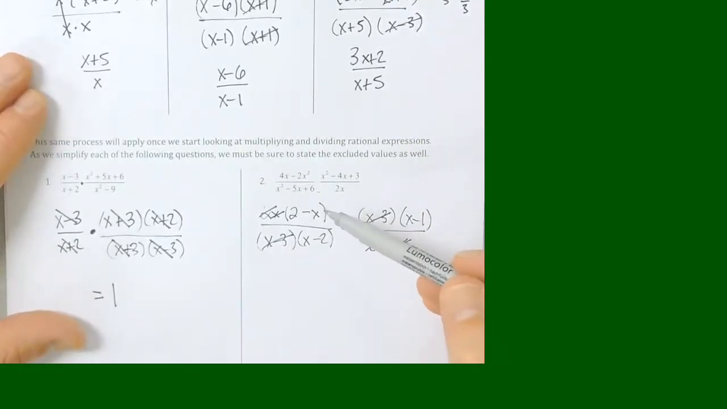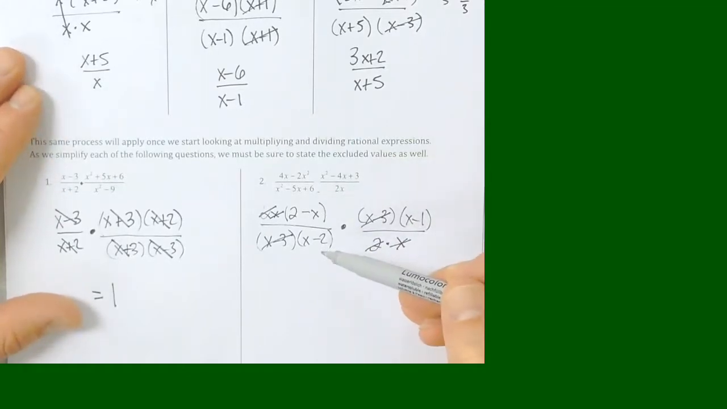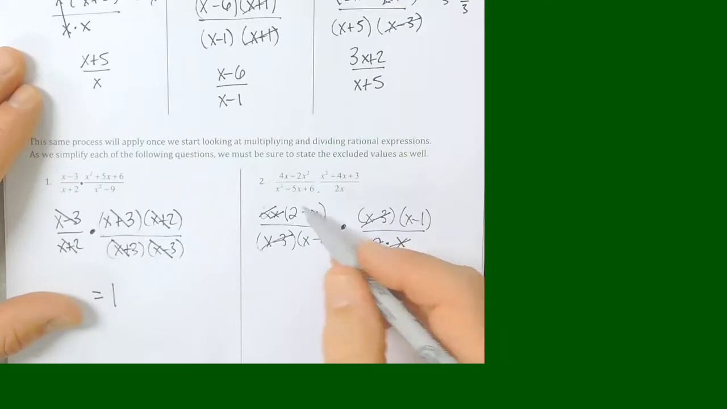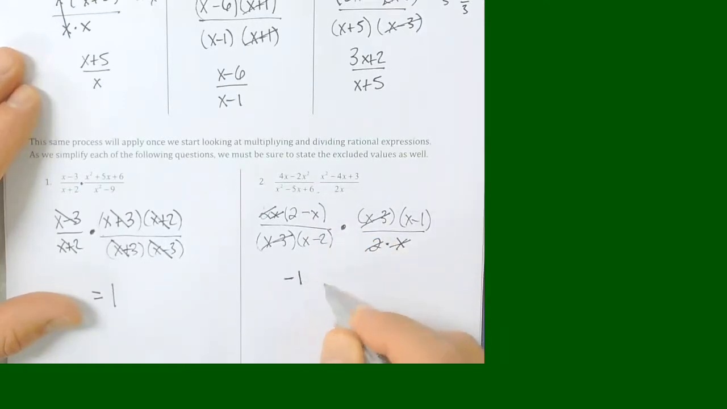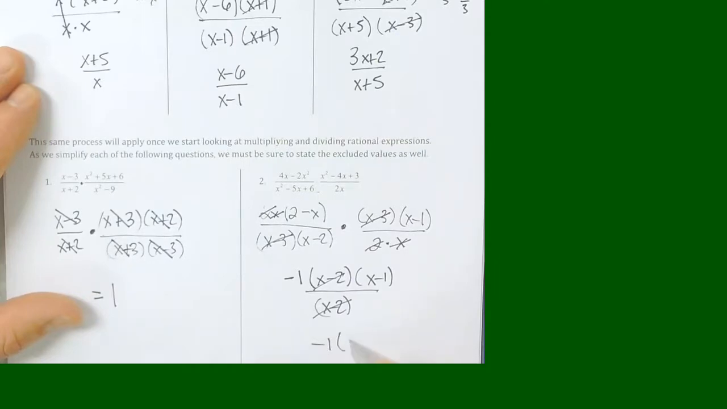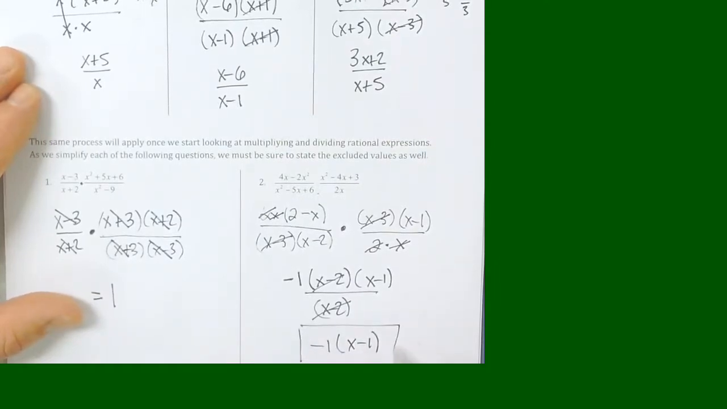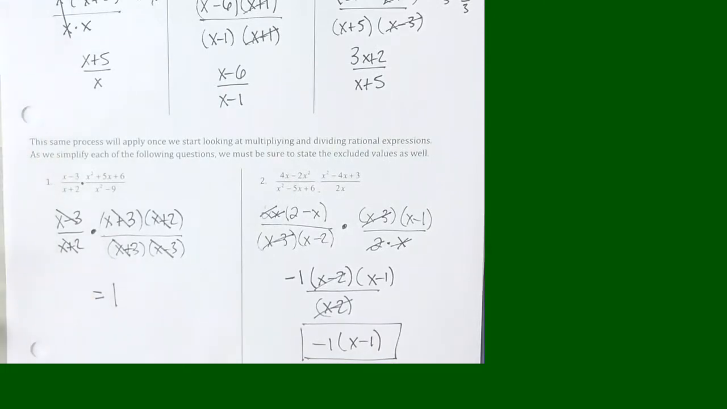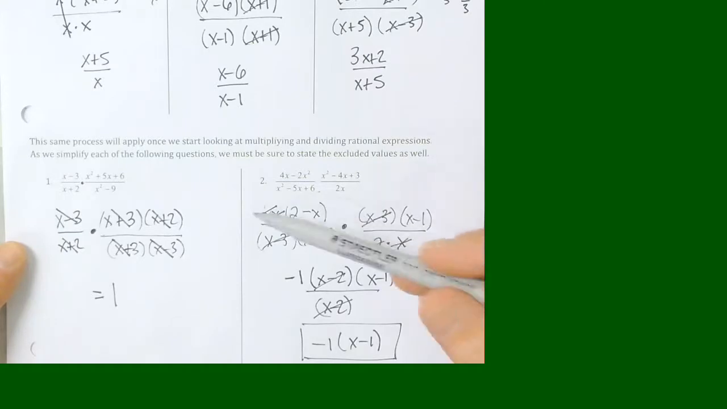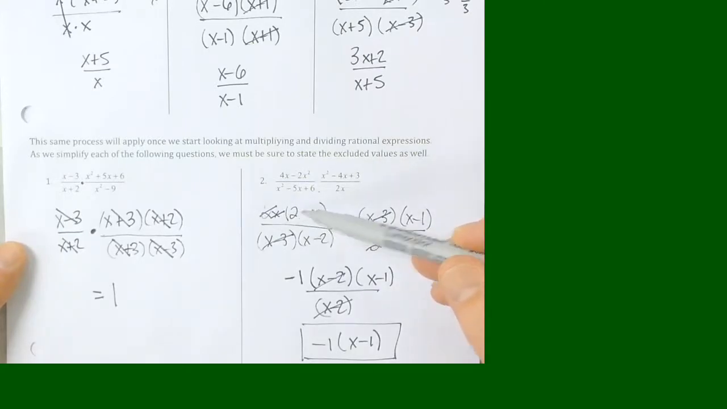Notice the 2 minus x. It looks a lot like x minus 2. It's not the same though, right? It's very close. If I pull a negative 1 out though, that will reverse and I will get x minus 2. Now my x minus 2 is canceled, giving me negative 1 times x minus 1. So if I see something that looks similar but is opposite, when I pull that negative out, that will negate the 2. It'll make the x positive. It turns it into x minus 2.